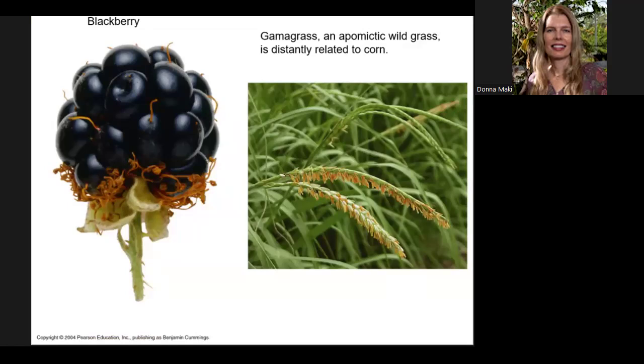But blackberry is another example. And so they're studying this gamma grass for this apomixis idea, because that is distantly related to corn. So people in the corn industry, corn scientists, are looking at this idea: could we somehow get a corn variety where we can grow it through apomictic seeds? So you might see that in the near future.